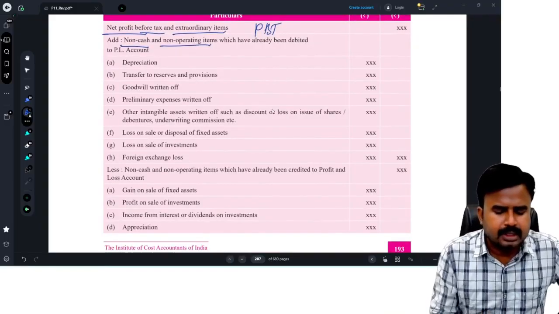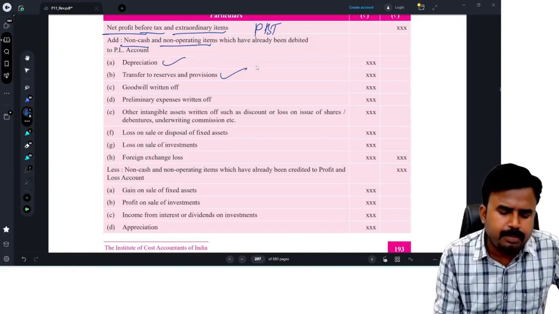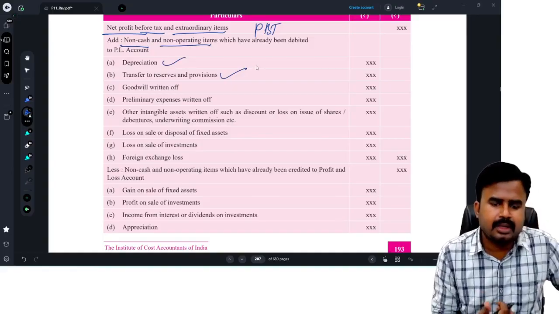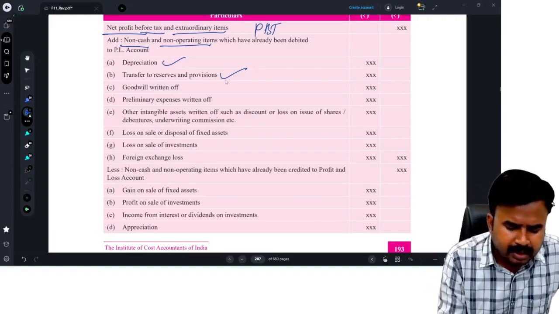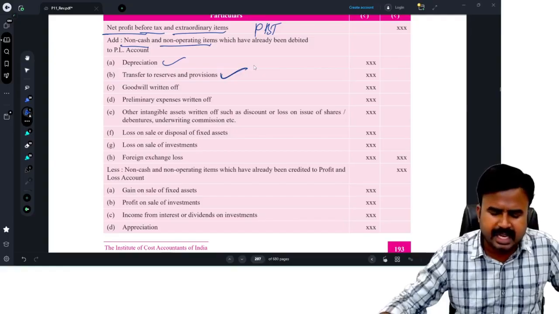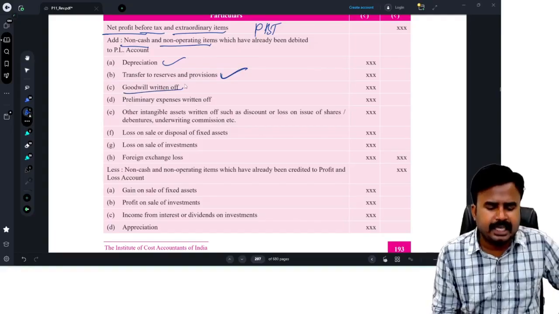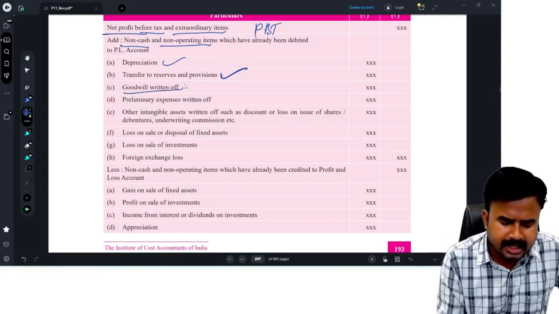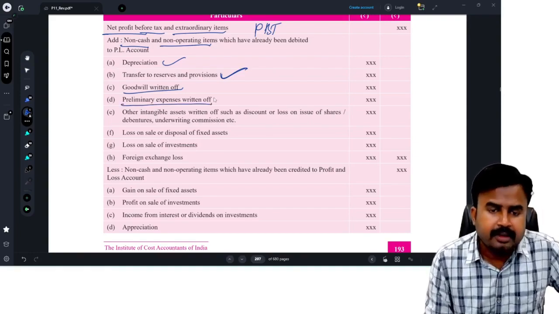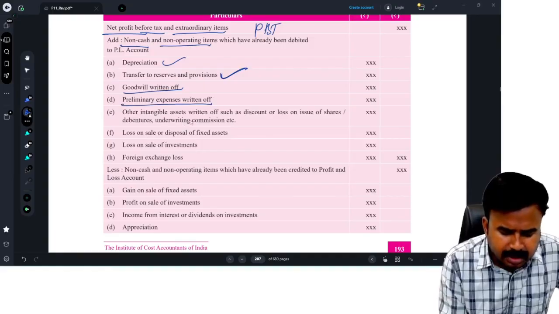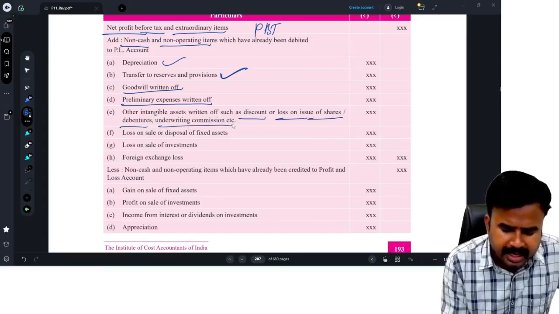So depreciation, that is your non-cash expenditure, add it. Transfer to reserves and provisions should be added. Transfer to reserves, like transfer to general reserve, transfer to dividend equalization reserve, any reserve should be added back here. Transfer to provisions also. Provisions means provision for tax, like that. Okay. So goodwill written off. This is another non-cash item. Write off of goodwill, which is an intangible asset. Preliminary expenses written off. It is also another non-cash item. This is write off of fictitious assets. Other intangible assets written off such as discount or loss on issue of shares, debentures, underwriters commission, etc.